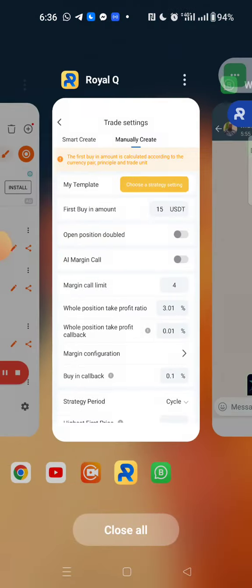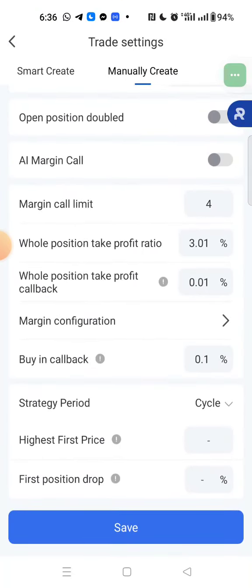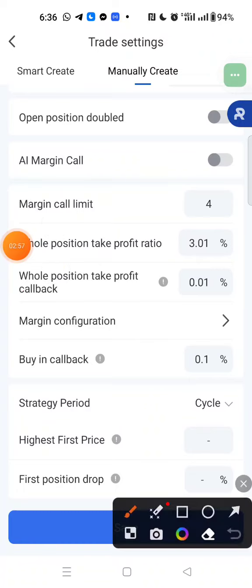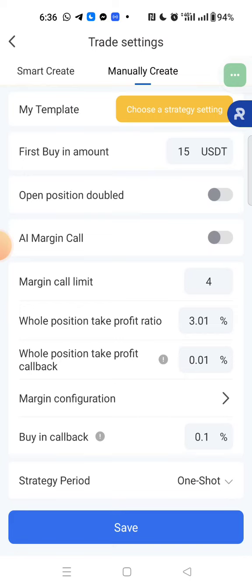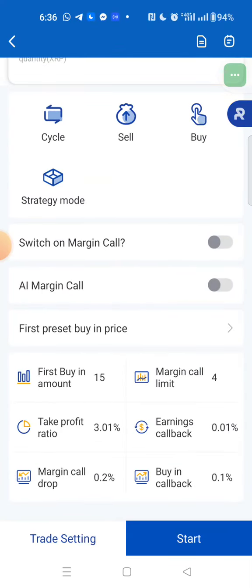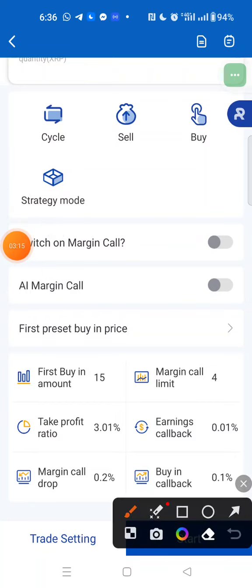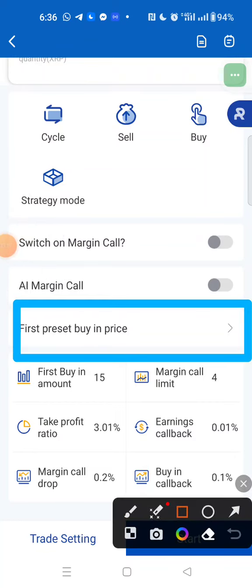Now we come to our signal. The rest we make sure here where it is written cycle, we tap on the arrow, this one, and it turns to one shot. So we save, because the rest doesn't make sense to us. We only have $15. But before we tap the word start now, there is this area that is written first preset buy-in price. You need to tap on that arrow. So if you are new, this is how you set.